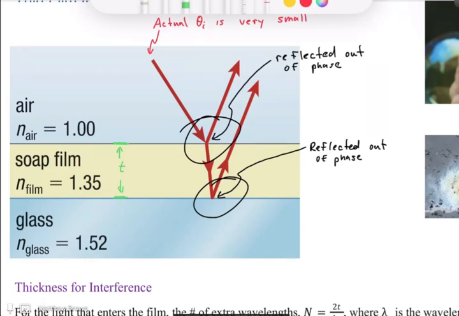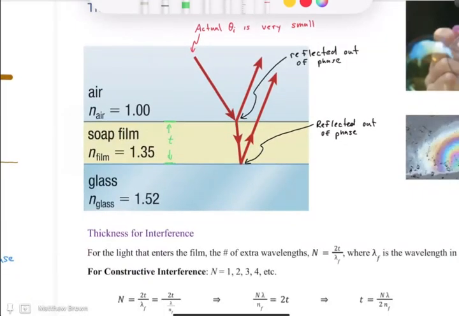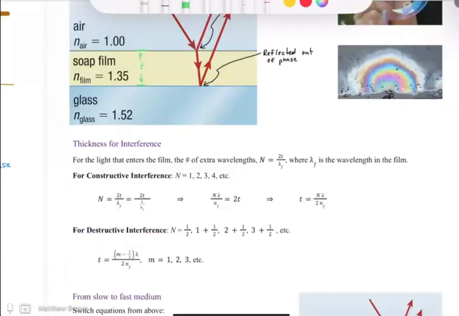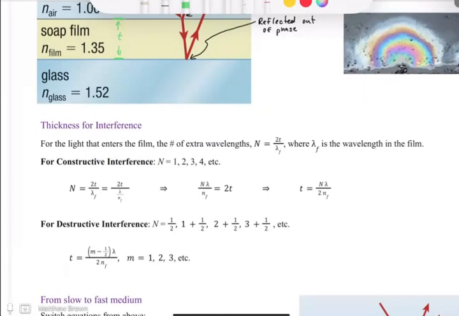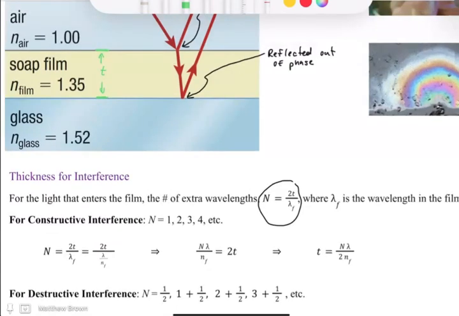So all we really need to know here, if we want to look at constructive interference, let's say, is just how thin is this thing in terms of wavelengths. I got ahead of myself and basically started writing all this out. So I said for the light that enters the film, the number of extra wavelengths, we can just denote that as n, is 2t over lambda f. So what we're looking at is how many extra wavelengths has the light that goes in here gone through.